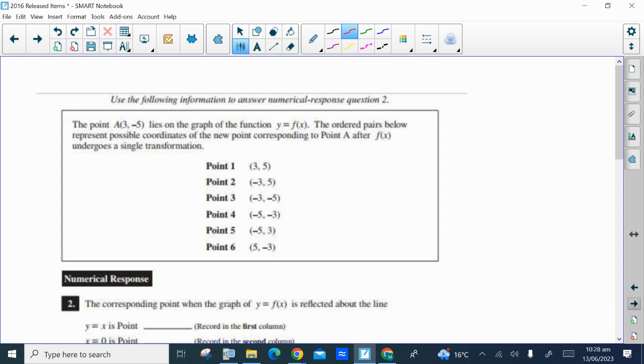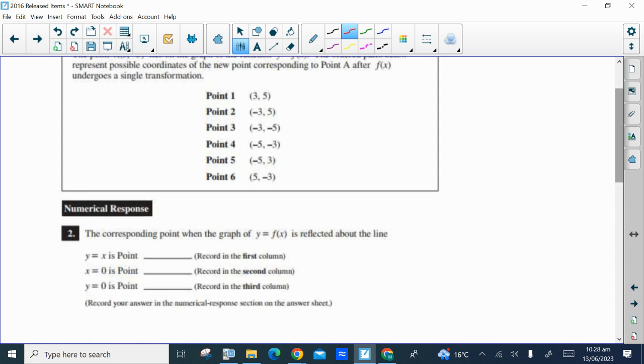Next page. The point A, 3 comma negative 5, lies on the graph of y equals f of x. The ordered pairs below represent possible coordinates of the new point corresponding to point A after f of x undergoes a single transformation. So you've got 6 points to choose from.